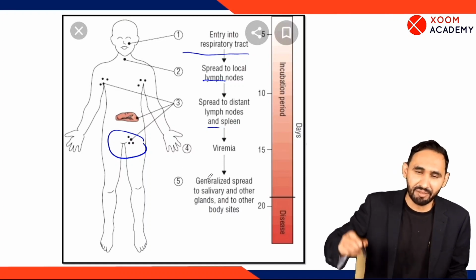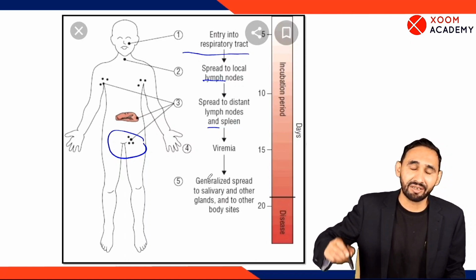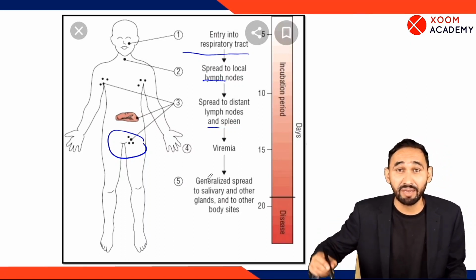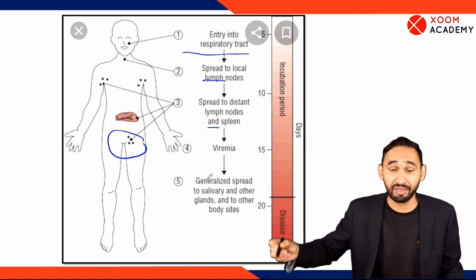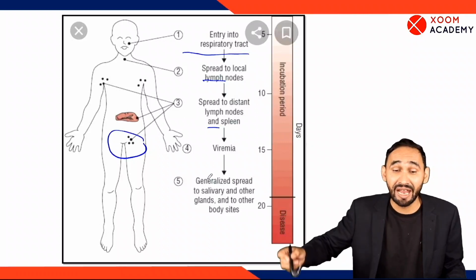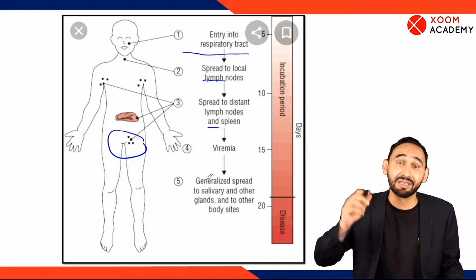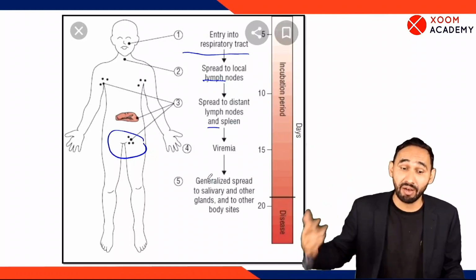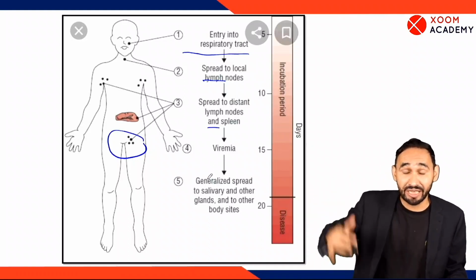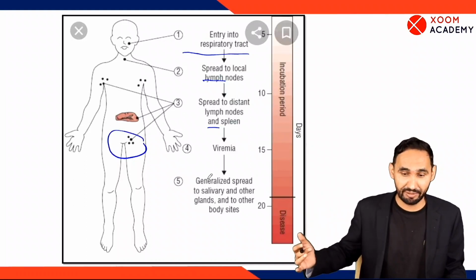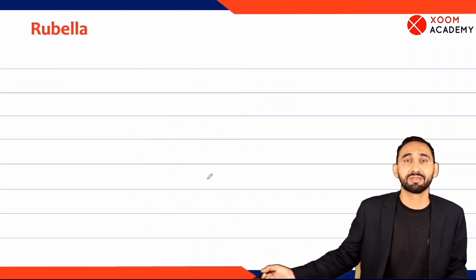So mumps is lethal because it can cause severe complications in both male and female because of spread through respiratory route and through lymph nodes. So you have to remember that cervical and submandibular lymph nodes are involved in mumps. That's why it spreads to testes and spreads to ovaries. Now we'll discuss rubella.